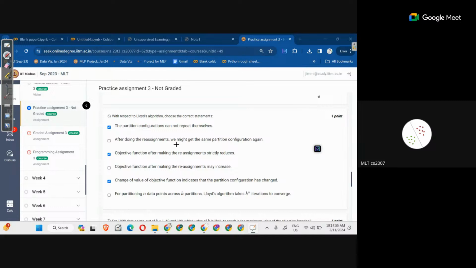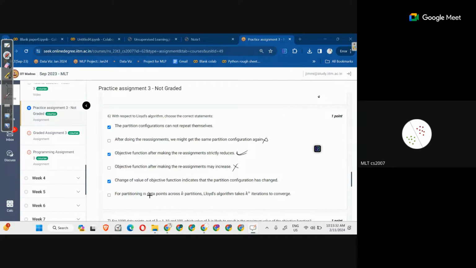Then the second option says after doing the reassignment, we might get the same partition configuration again. So that is not true. Objective function after making reassignment strictly reduces. That we saw in the convergence derivation: the objective function will strictly decrease. The fourth option says the objective function may increase after reassignment, so that is not true. A change of value of the objective function indicates that the partition configuration has changed. Yes, whenever the objective function changes, it simply means that the configuration has changed.